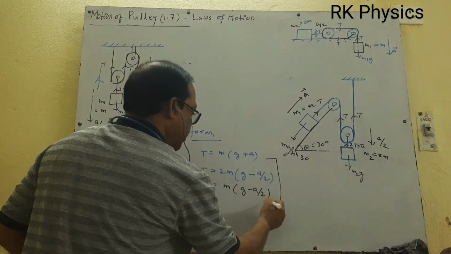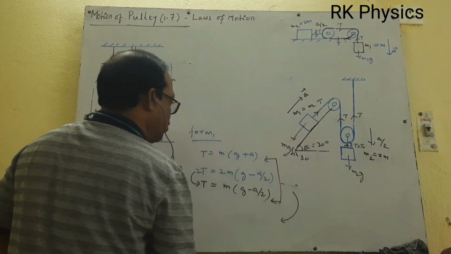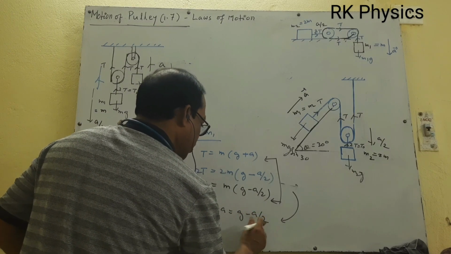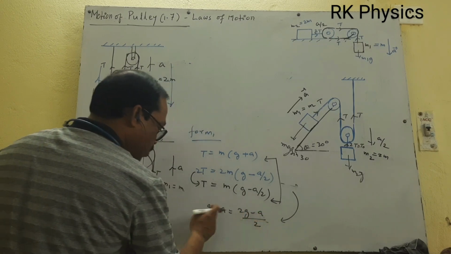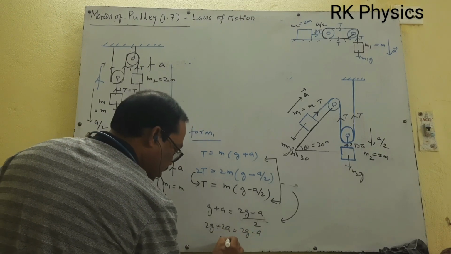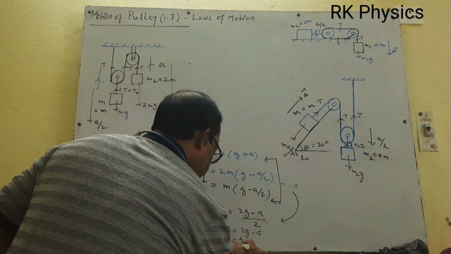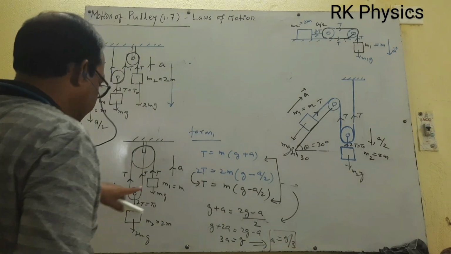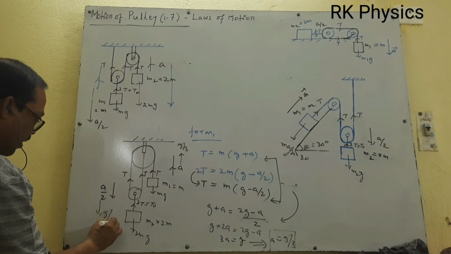So therefore if you compare these two equations, you put g plus a equal to g minus a by 2. g minus a by 2 means you write that as 2g minus a whole by 2. 2 multiply, 2g plus 2a is 2g minus a. Take out a to this side, 3a. Take out g that side. So from this equation a equal to g by 3. That means acceleration of m1 is g by 3. Therefore acceleration of m2 is g by 6.